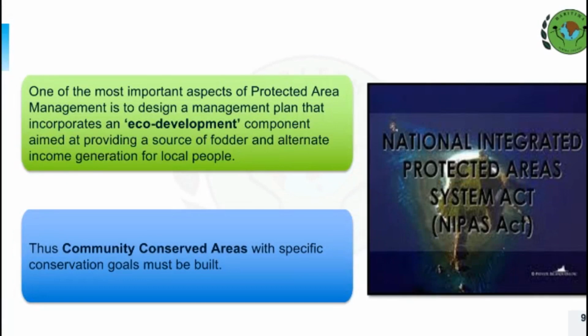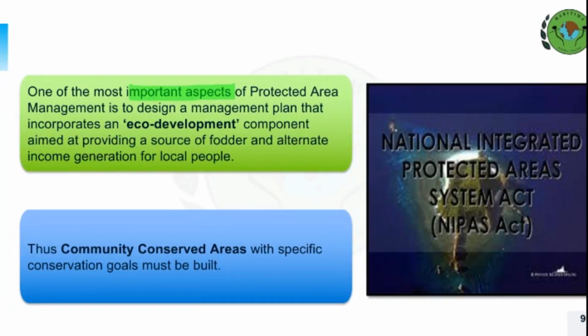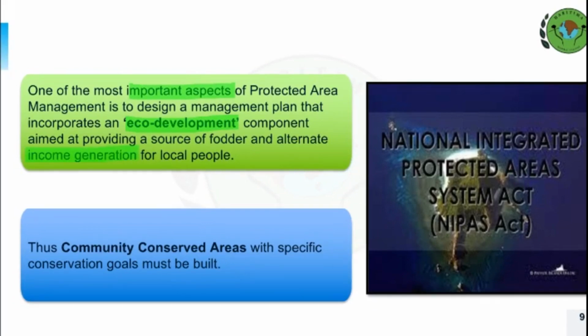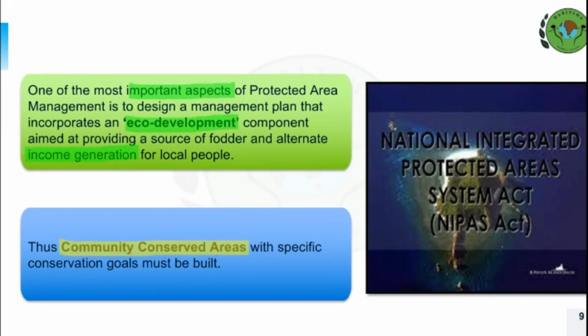One of the most important aspects of protected area management is to design a management plan that incorporates an eco-development component, aimed to provide a source of fodder and alternate income generation for local people. Because if we are starting a wildlife sanctuary or a national park, we need some people who can take care of them easily. This will be beneficial for local people also, because they can get small jobs there. Thus, community conserved areas with specific conservation goals must be built.